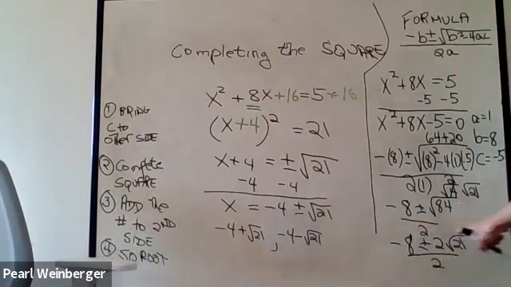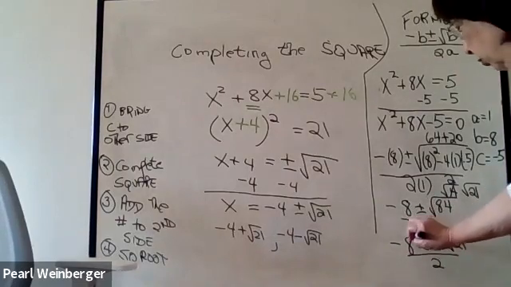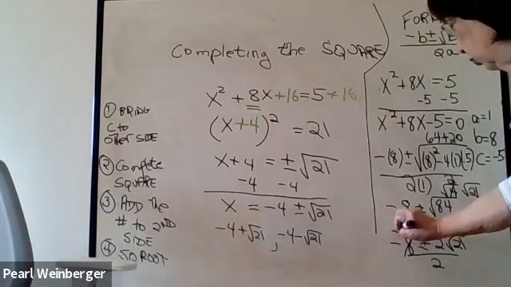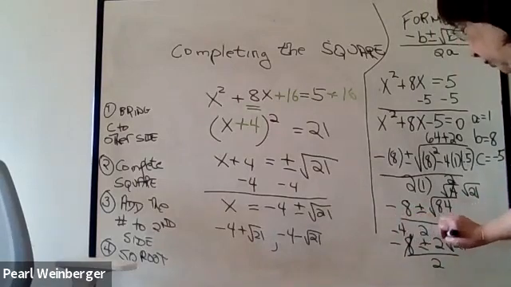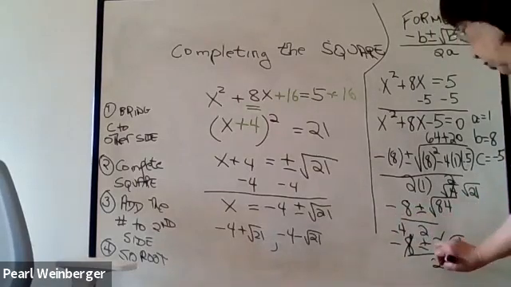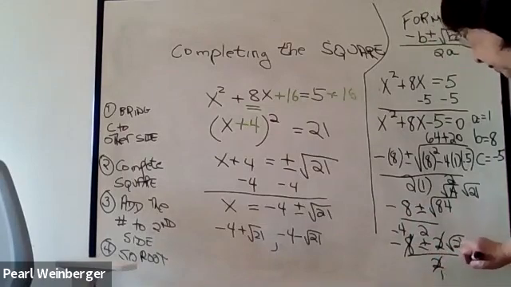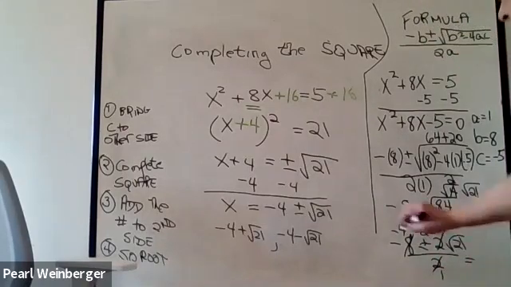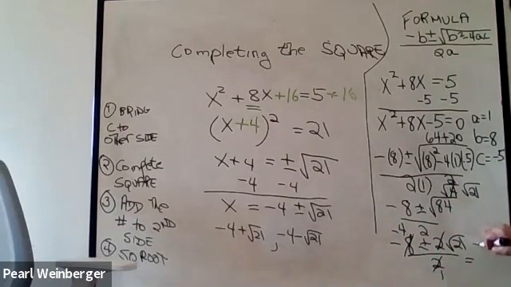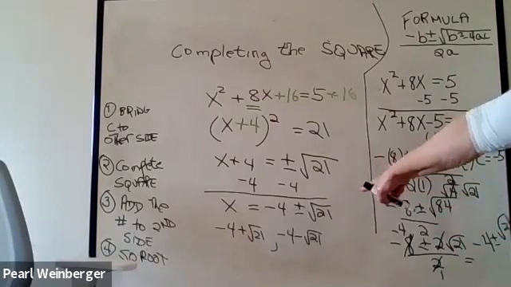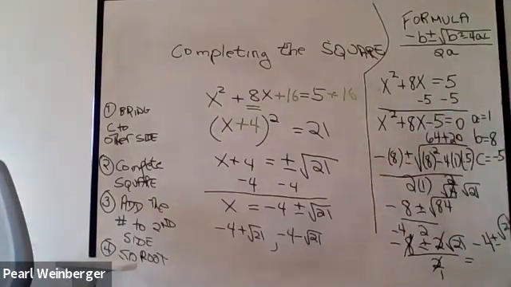And I could divide all three of these terms by 2. So negative 4, 8 divided by 2 is negative 4. 2 divided by 2 cancels. 2 divided by 2 is 1. So my answer comes out to be negative 4 plus or minus radical 21, which is exactly the answer that we had gotten before. This is using the formula.